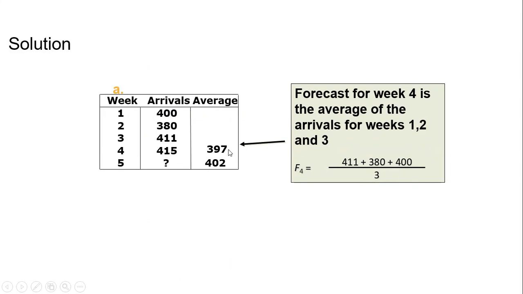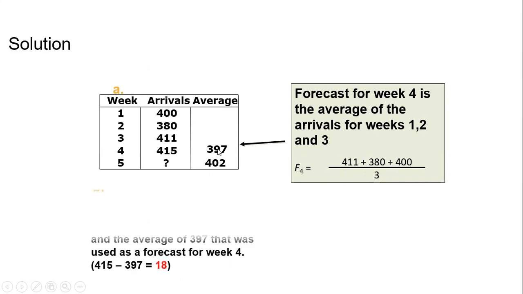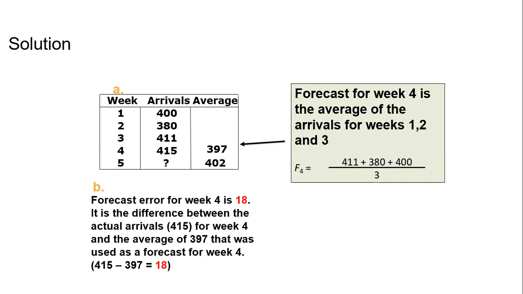But pay attention here. What actually came to my clinic is 415. What I was expecting was 397. So what do you think here? There is a difference? Yes, the actual is more than the forecasted. So I was underestimating. I was thinking that only a few people were going to come. So the error for this forecast is 40, which is the difference between the actual and the forecasted, which means that I was underestimating the number of patients.